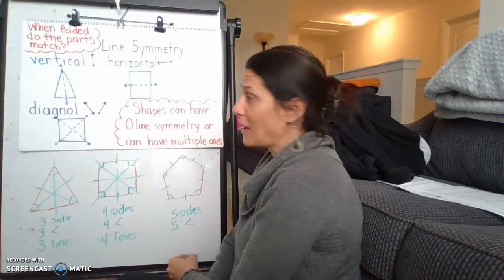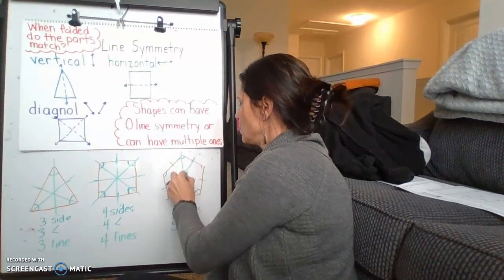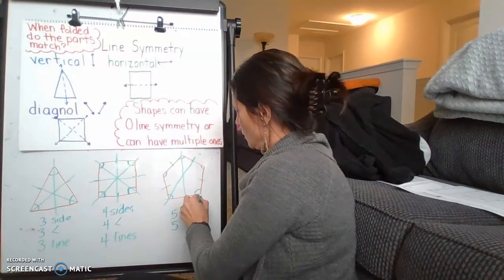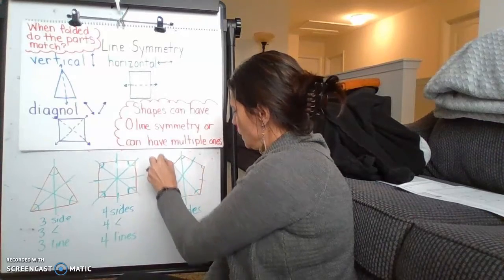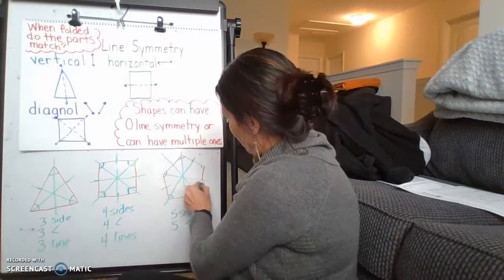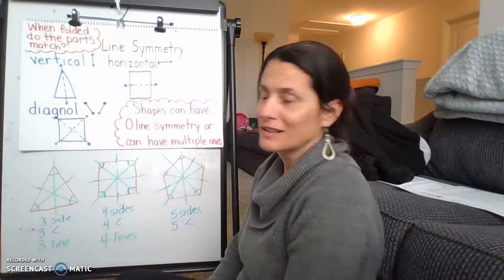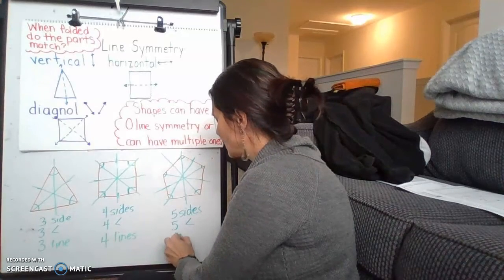Now, same with the 5 one. So we have 1, 2, where's my one? 3, 4, and 5. I had to look hard for that one. That one has 5 lines.